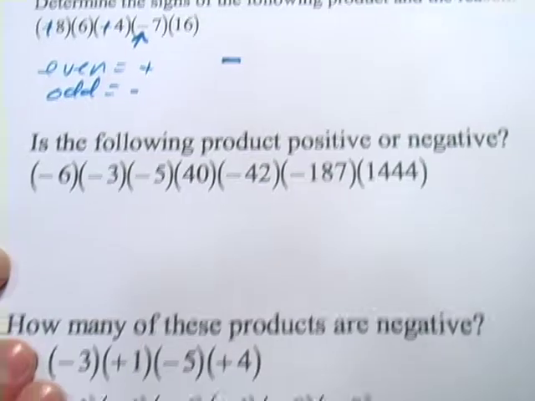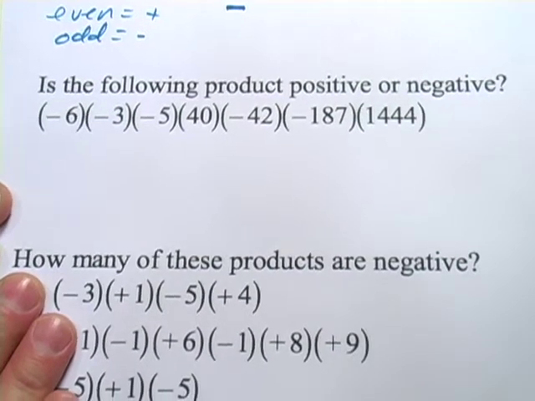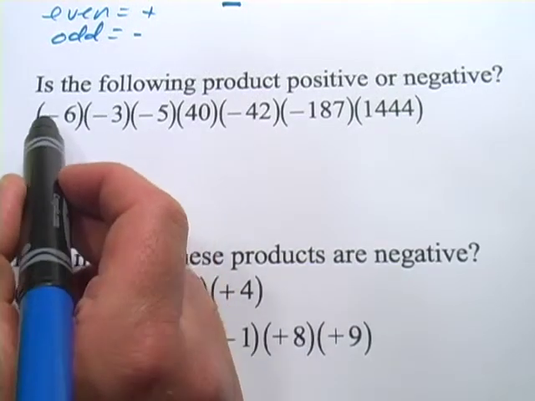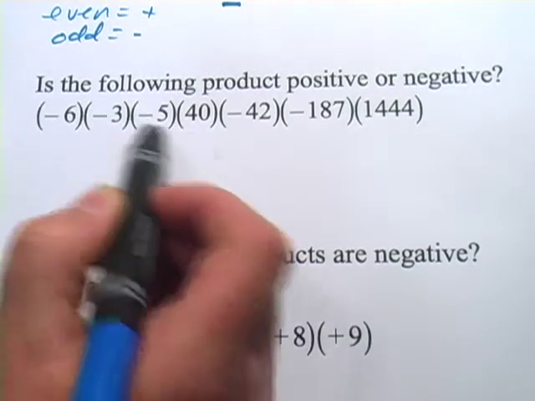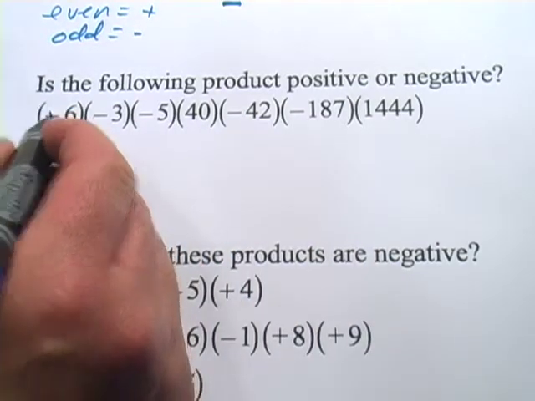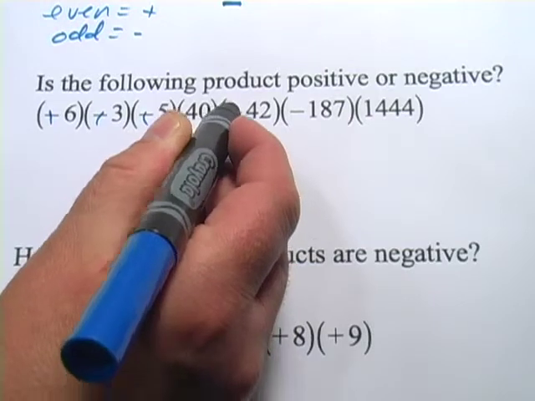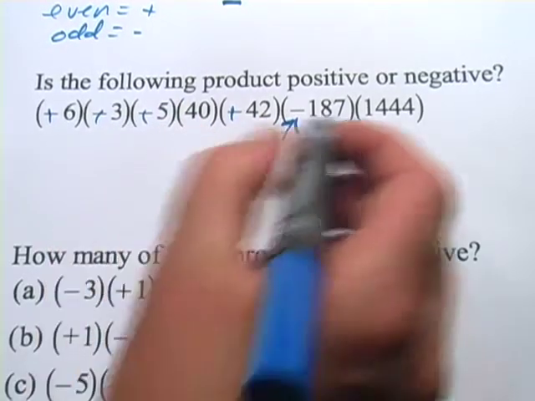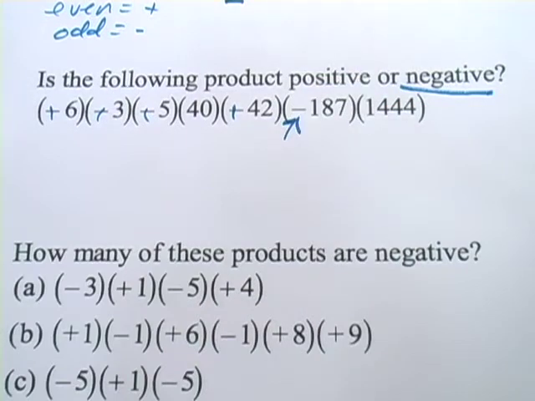Let's look at the next one. It says, is the following product positive or negative? So all we have to do is count these signs. I'm counting the negative signs. 1, 2, 3, 4, 5. Or you could take every 2, turn them positive. 1, 2, 1, 2, and see what you're left with. You're left with a negative sign, so this one's going to be negative.